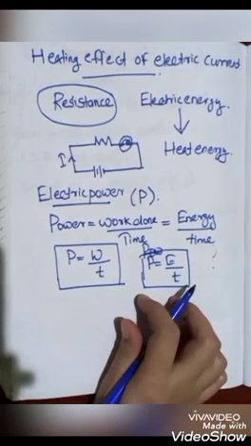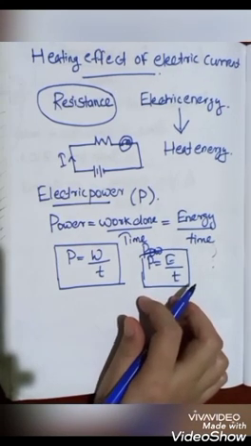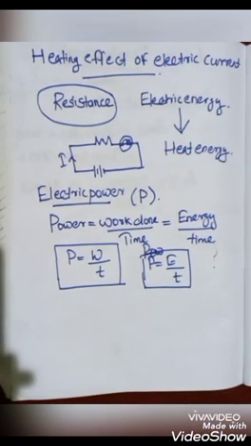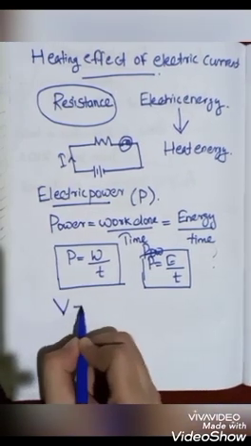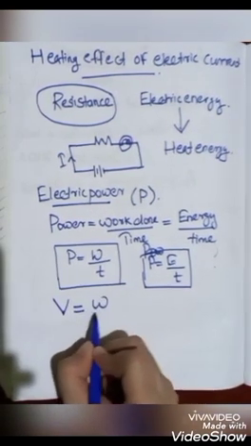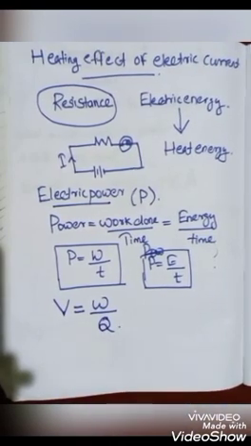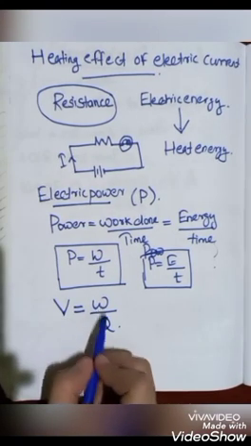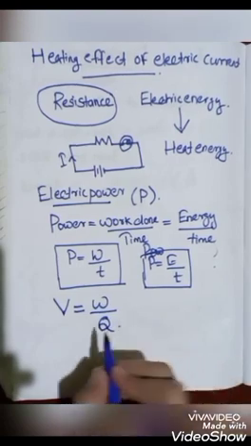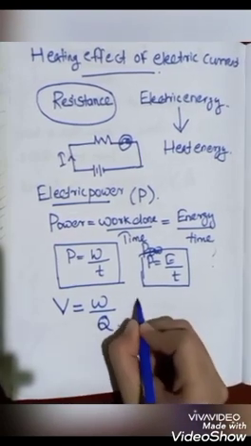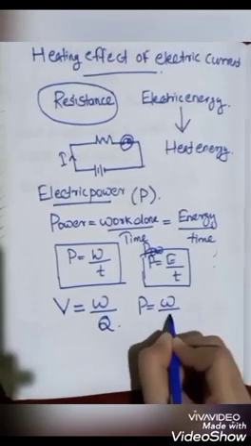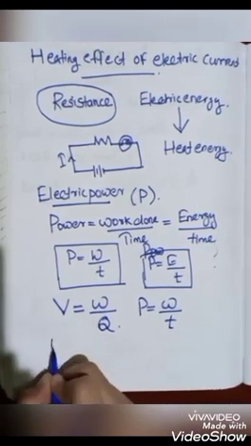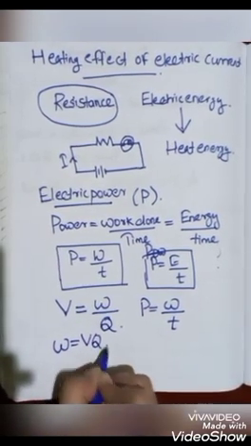We know the equation for potential difference. We studied it in the previous class. What is the equation for potential difference? Potential difference V is equal to work done by charge. Do you remember this equation? Potential difference V is equal to work done by charge. We all know the power P is equal to W by T. We can find the work from this equation, that is W is equal to V into Q.